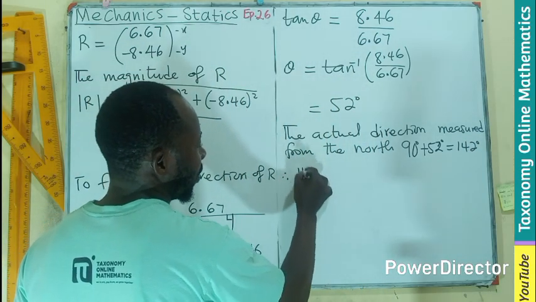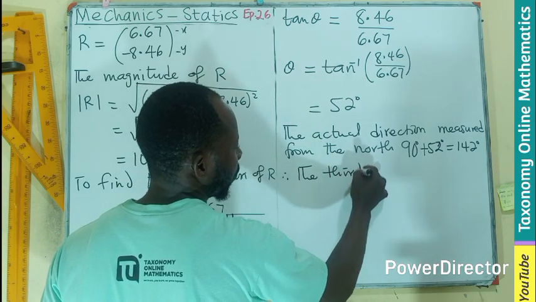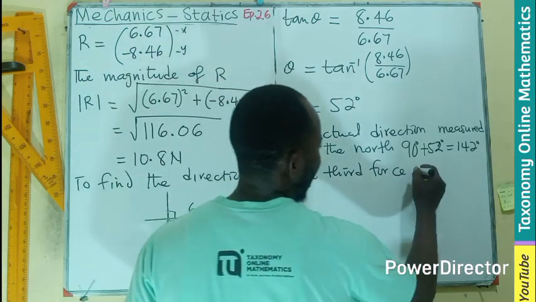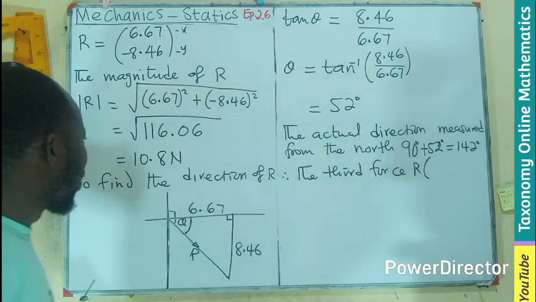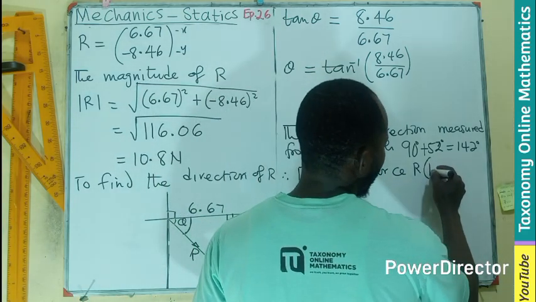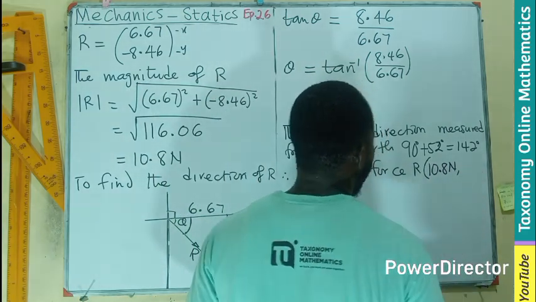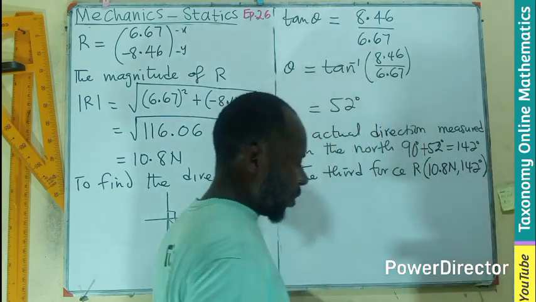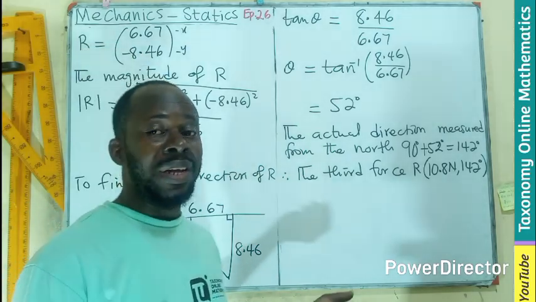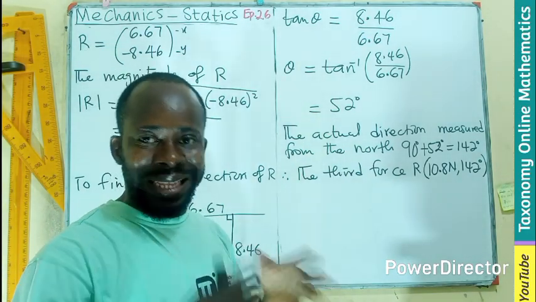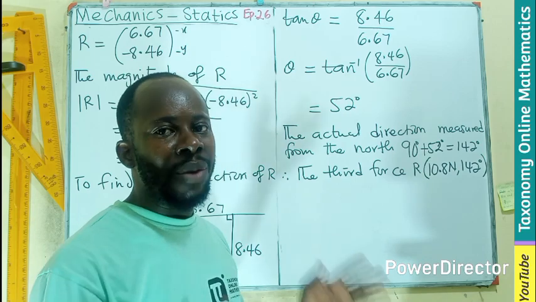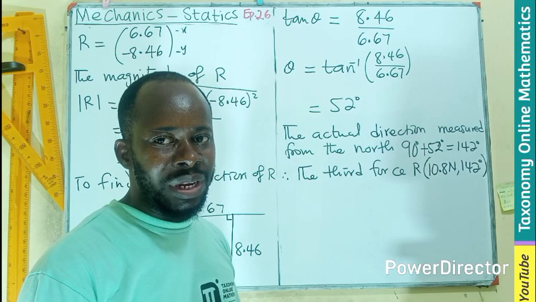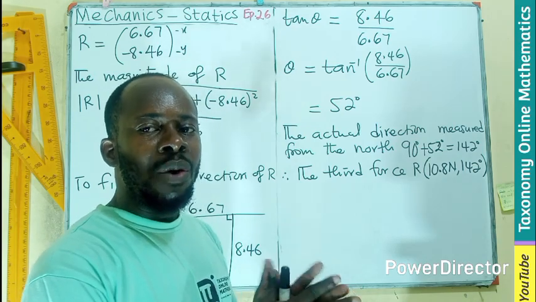So therefore, the third force is R. R will have the magnitude of 10.8 Newton, and the direction will be 142 degrees. This is the actual representation of the third force that makes the first two forces be in equilibrium, or at rest. So you can see we are only testing all the concepts we did under the equilibrium of coplanar forces.